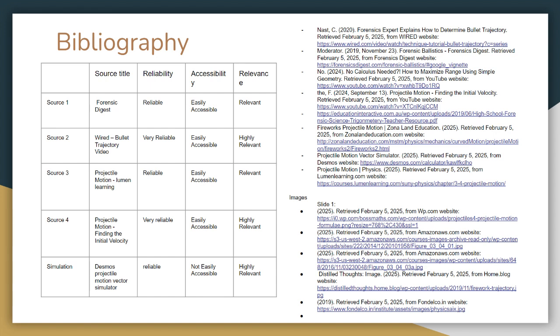The resources used were very reliable and easily accessible whilst being relevant to the depth study.